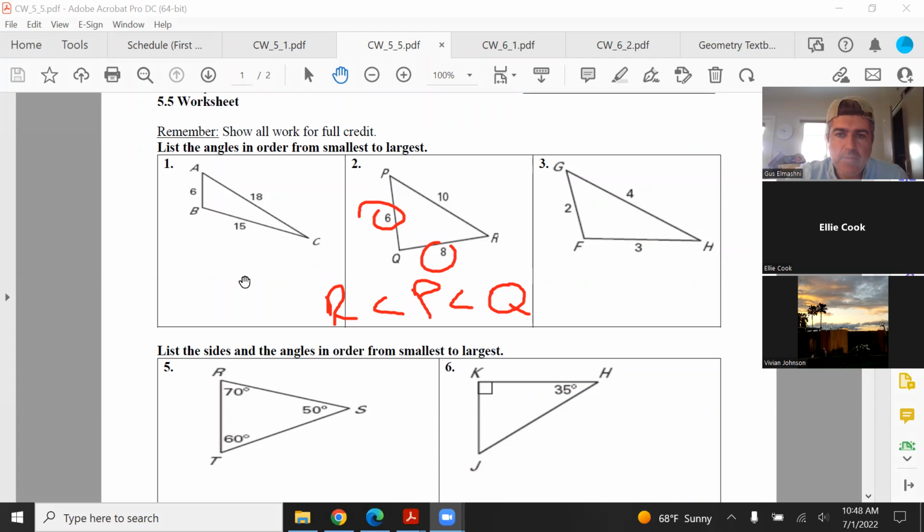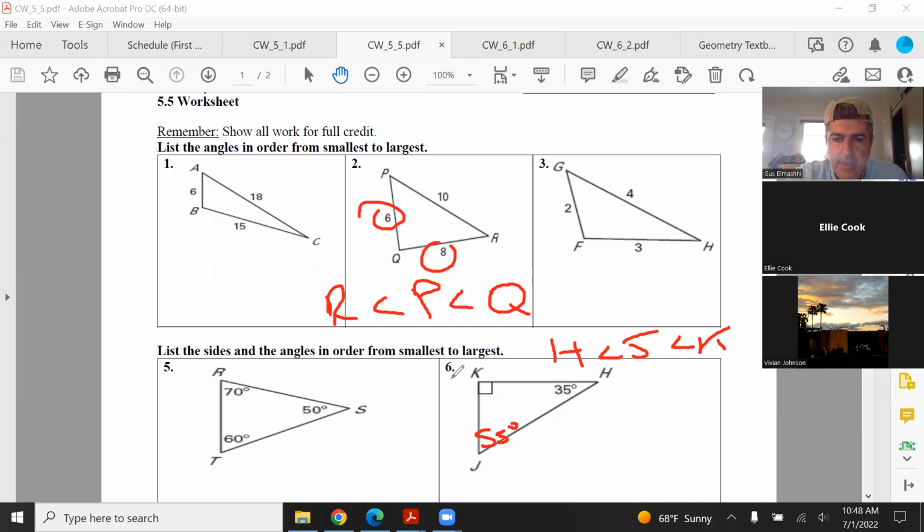Then for number, geez, this number is really off. Okay, here's number 4. For number 6, this is gonna be 55 degrees because you got a right angle at angle K, and of course angle H is 35, so everything has to add to 180, so angle J is 55. So you want to list the angles in order from the smallest to greatest, so it's gonna be H for sure, then J, then K.